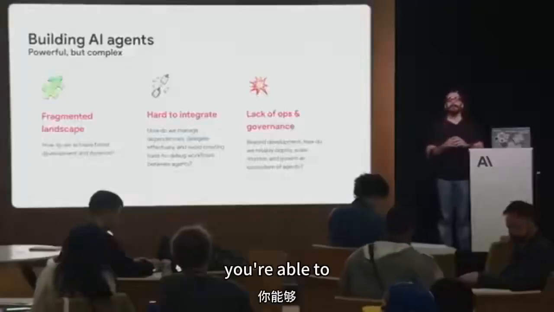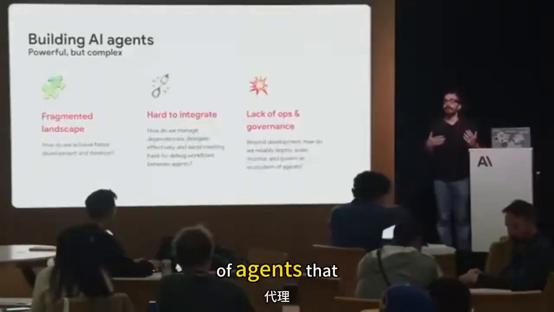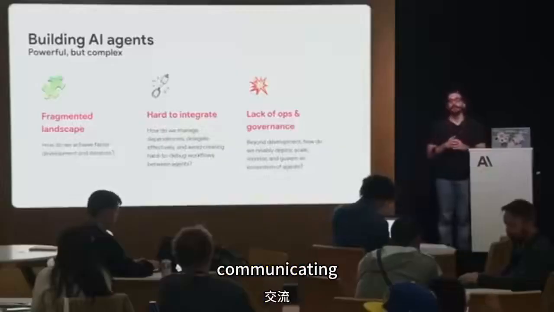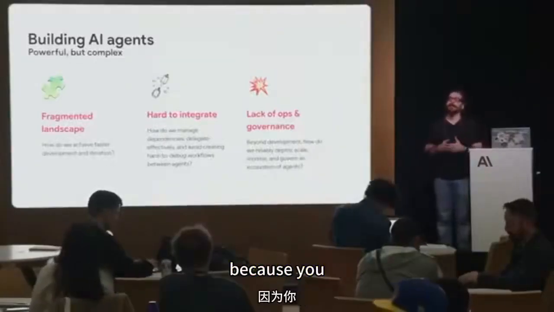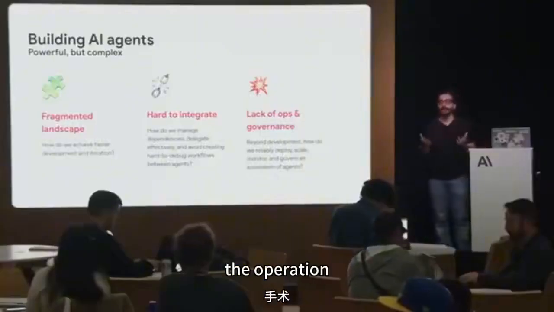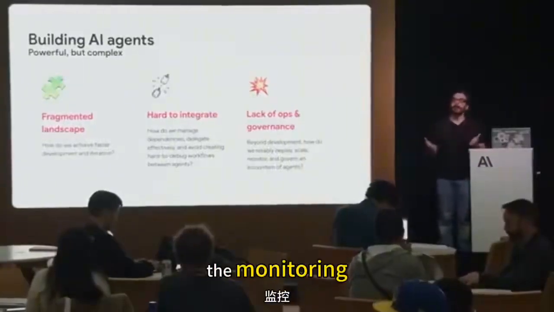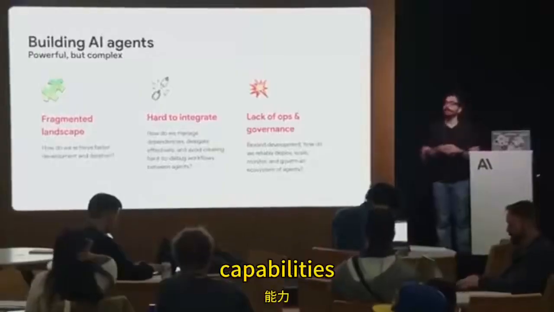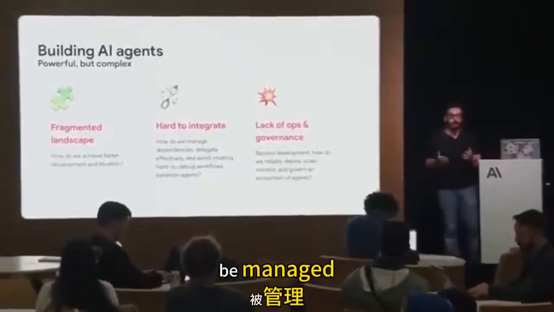If you're able to build agents, create this network of agents that are capable of communicating between them, it's so hard to manage them in production because you need to take care of all the operation around the agents and the relative governance. So all the monitoring capabilities, the logging capabilities that you need to implement on your agent, they are very hard to be managed.